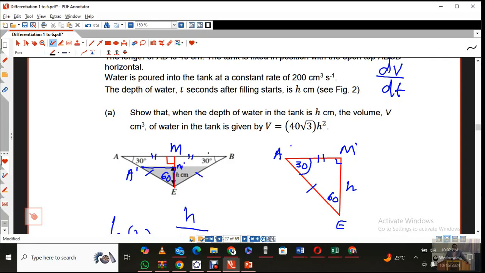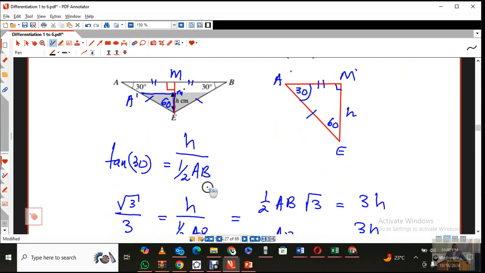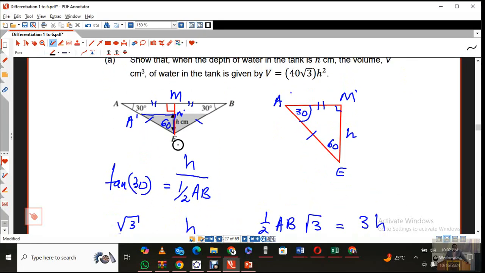Okay. Very interesting if you have to look at that scenario, that right angle triangle, trying to find using tangent. You could also have used the tangent of 60. It's still going to give you the same outcome.